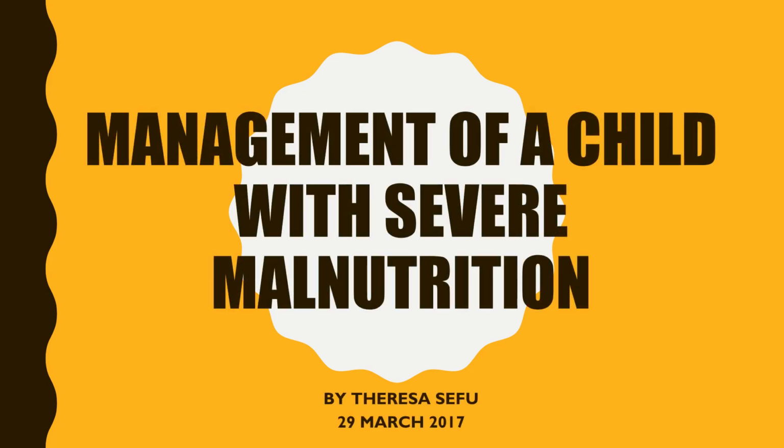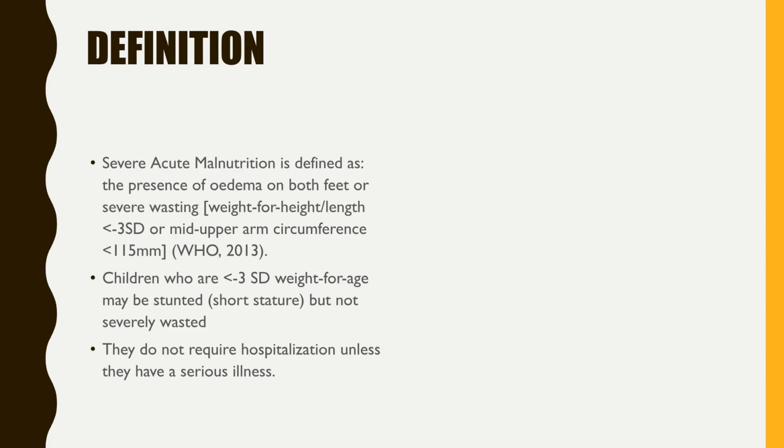This video discusses the essential steps for the management of a child with severe malnutrition. Severe acute malnutrition is defined by the presence of edema, severe wasting, or a mid-upper arm circumference below 115 millimeters. Children with severe wasting do not always require hospitalization unless they have a serious illness.